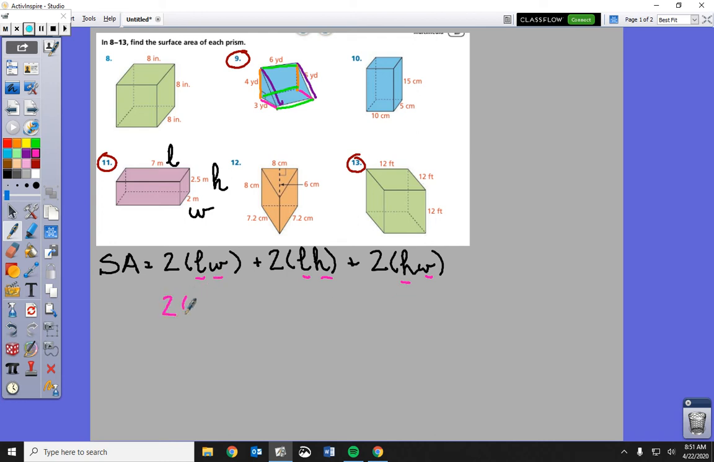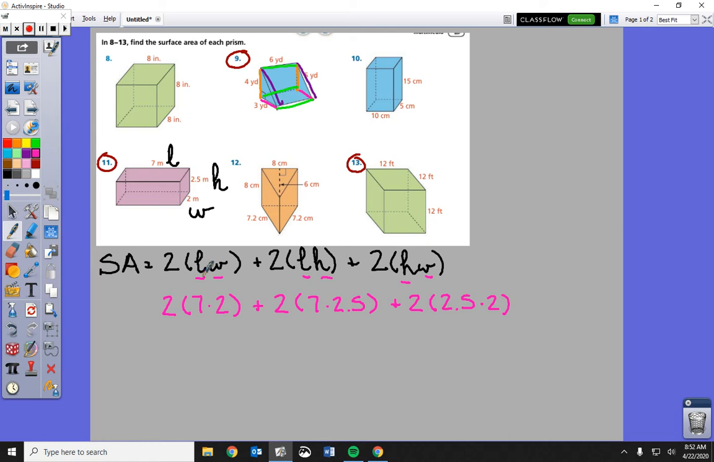So now it becomes 2 times the length, which is 7, times the width, which is 2, plus 2 times the length, again, which is 7, times the height, which is 2 and a half, plus 2 times the height, which is 2 and a half, times the width, which we labeled 2. And again, notice, I have 2 7s, 2 2s, 2 2.5s.